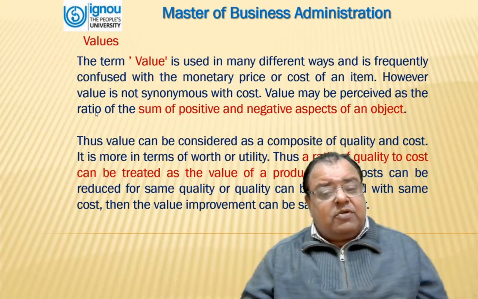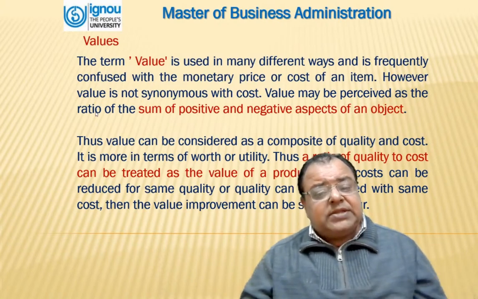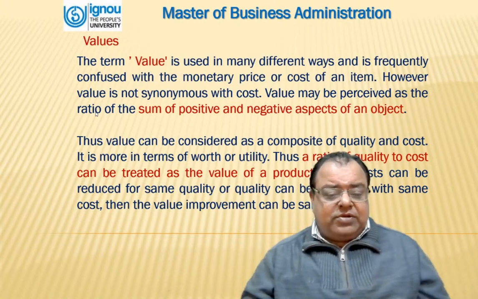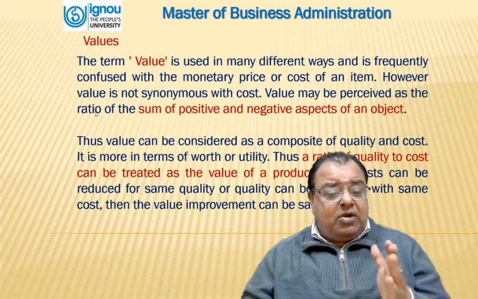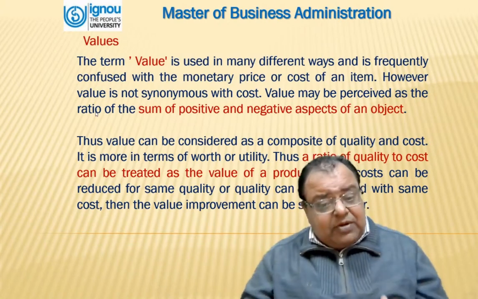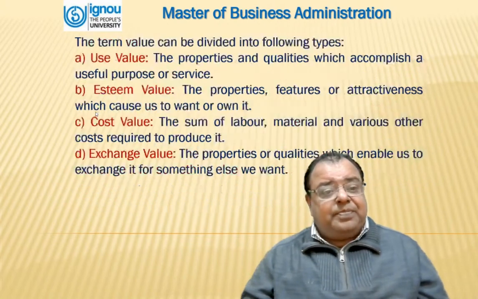It is more in terms of worth or utility. Thus, a ratio of quality to cost can be treated as the value of the product. If its cost can be reduced for some quality, or quality can be improved with some cost, then the value improvement can be said to occur.